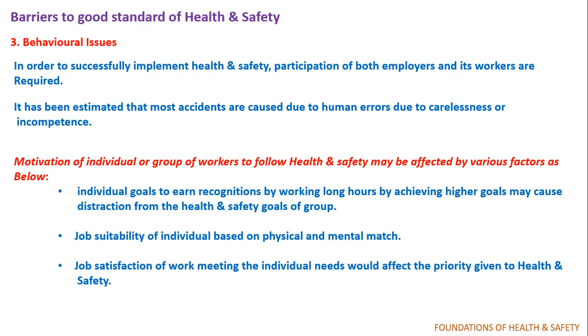The motivation of the individual or group of workers to follow health and safety may be affected by various factors, like the individual goal to earn recognition by working long hours or achieving higher goals, which may cause distraction from the health and safety goals of the group. Next is the job suitability of the individual based on physical and mental match. And next is the job satisfaction, where the work meeting the individual's needs would affect the priority given to health and safety.